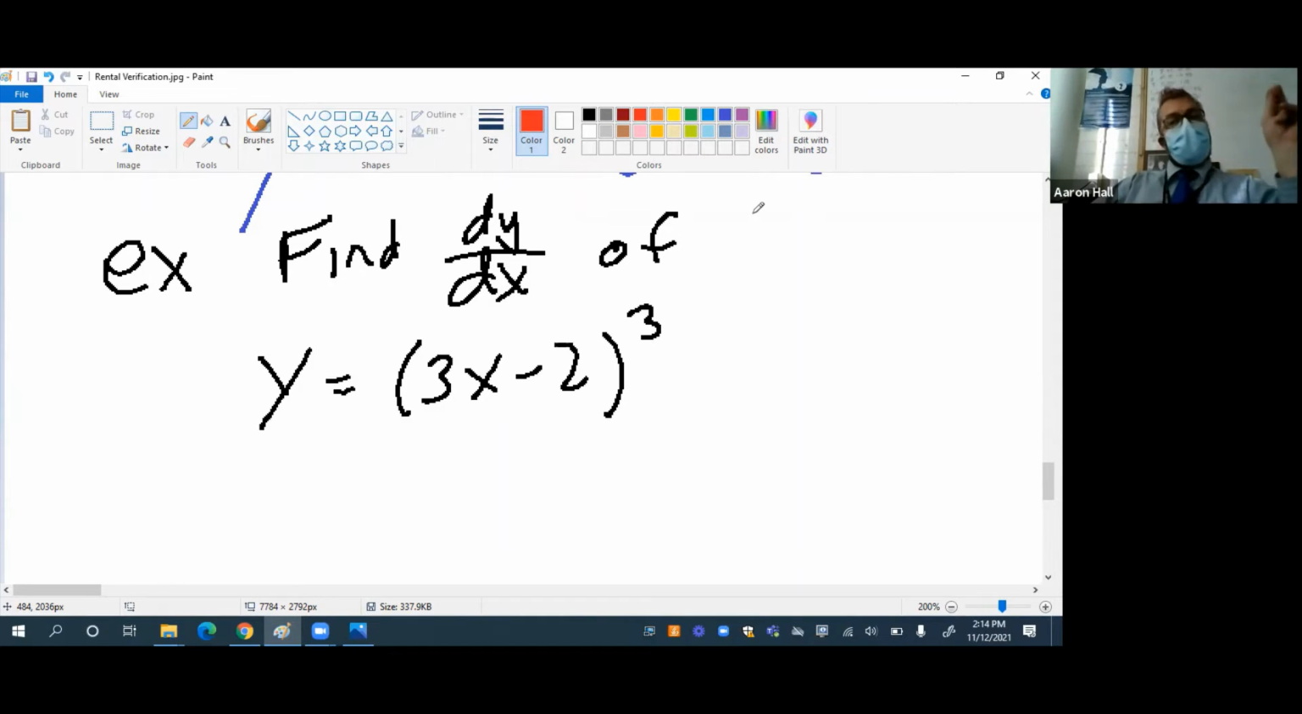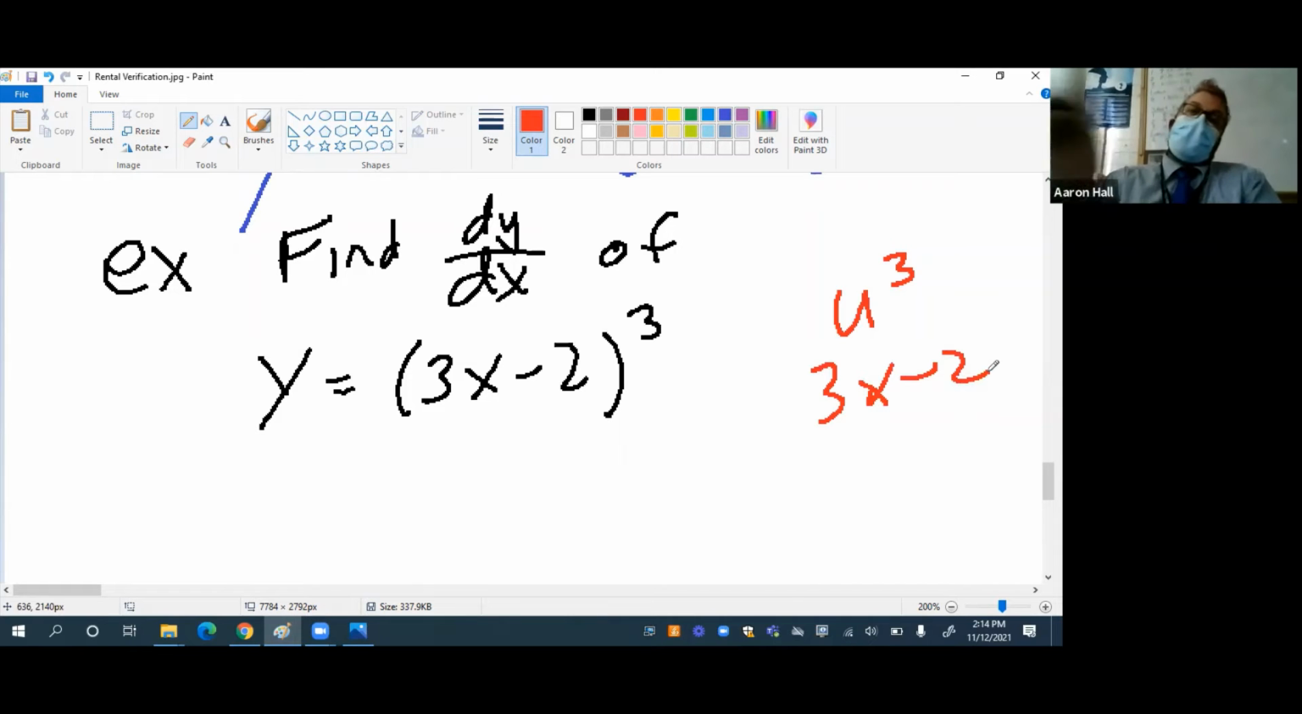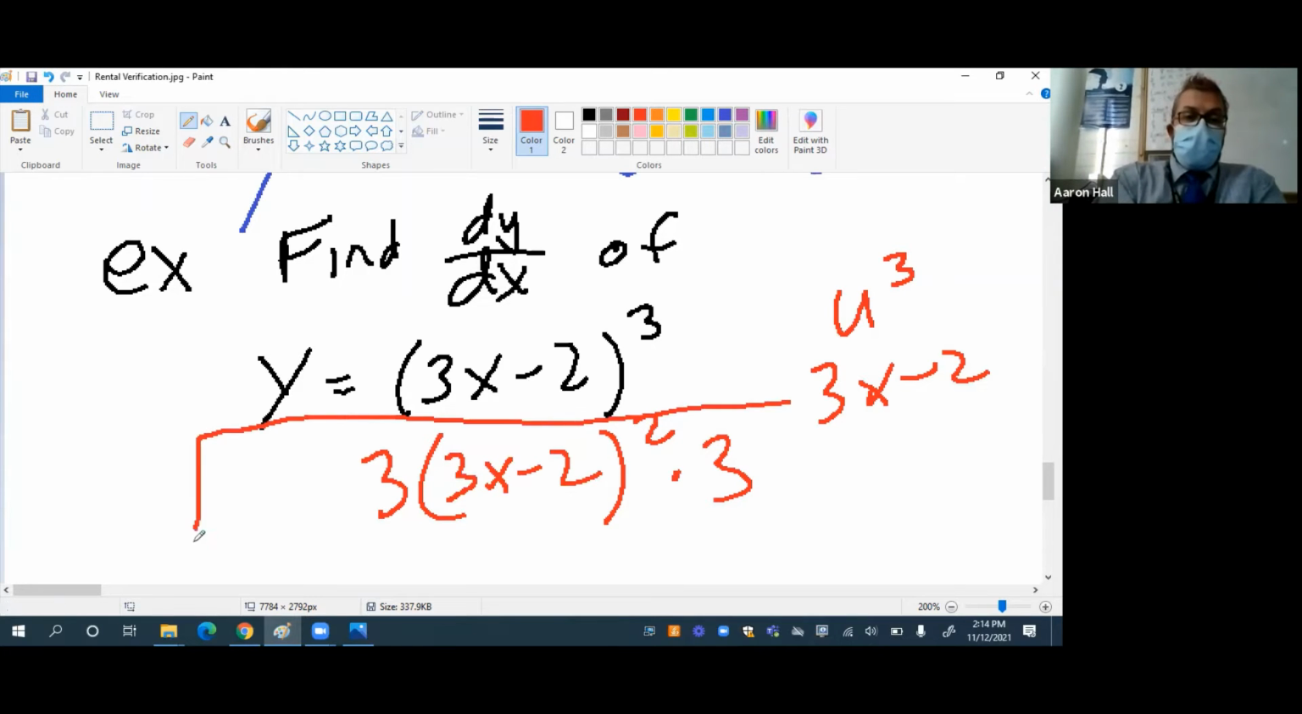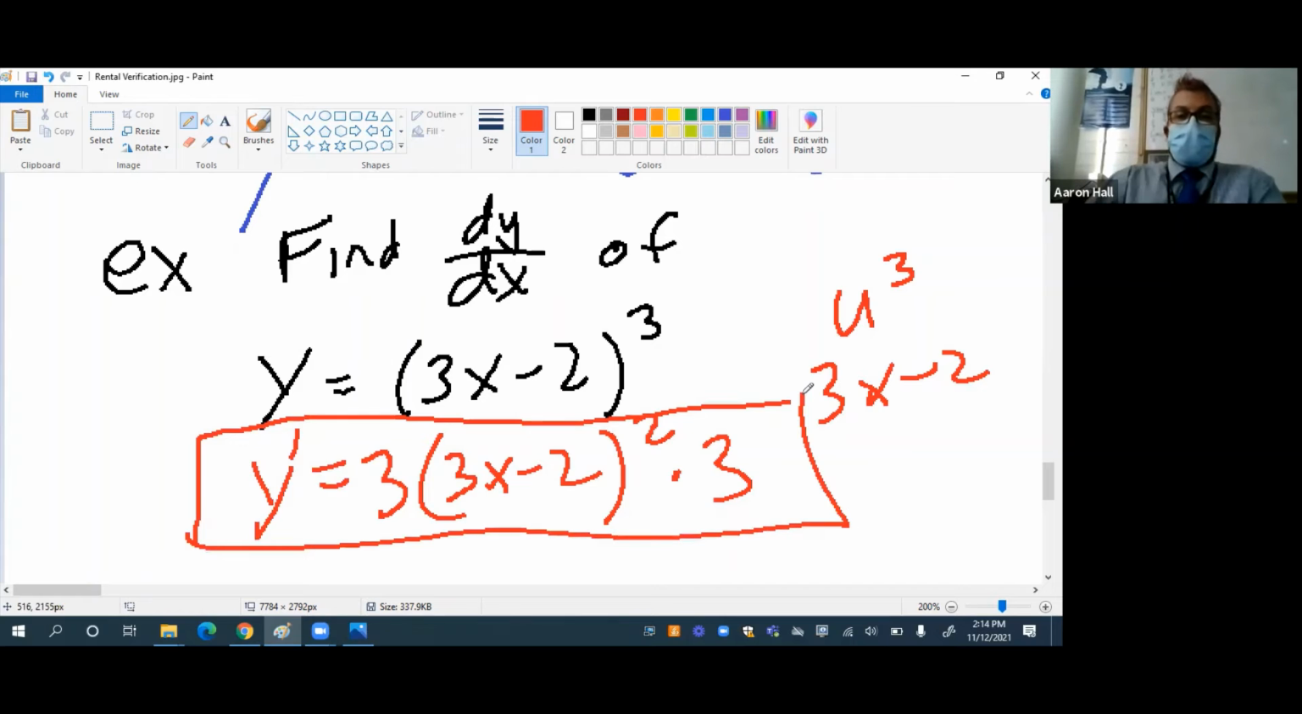Do you recognize a function inside of another function? U cubed, yeah. What's the inside function? 3x minus 2, okay. Let's take the derivative of the outside function, which is 3u squared, times the derivative of the inside function, which is just 3. But it was never u, it was what? 3x minus 2. Yep, there you go. If it's free response, just stop.